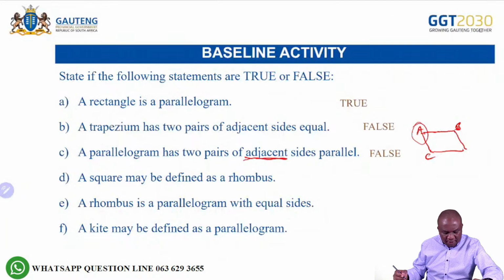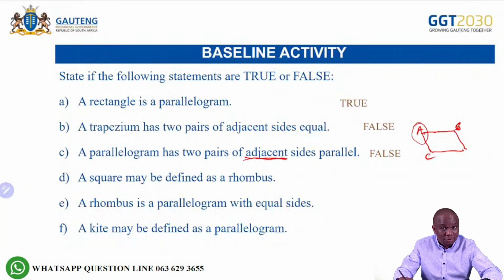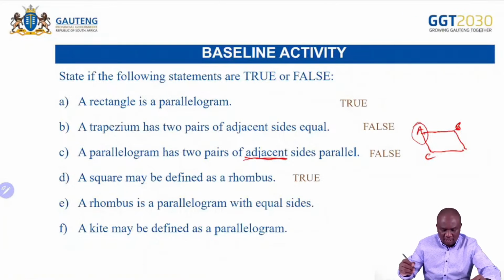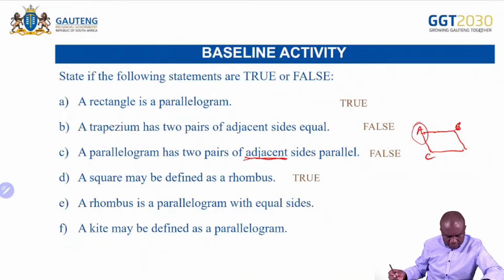A square may be defined as a rhombus. Can we define a square as a rhombus? It's true. Yes, it's true. So a square can be defined as a rhombus. It can also be defined as a rectangle. And it is a parallelogram. Okay, I'm going to show you that very soon.